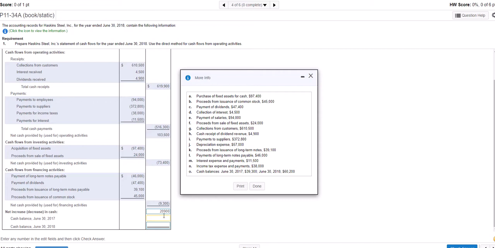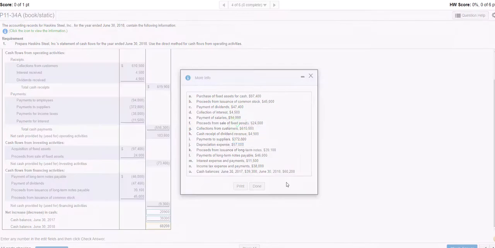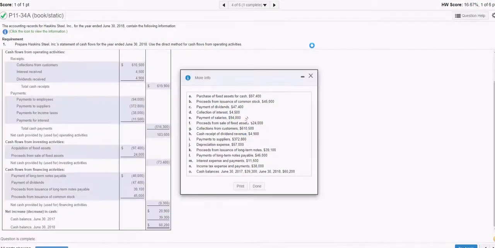Now my cash balance at the beginning of 2017 was $39,300. Then I'm going to add the $20,900 that I brought in from here, and that's going to leave me with an ending balance of $60,000. If I check my answer, yeah, very nice. Okay, there you have it.